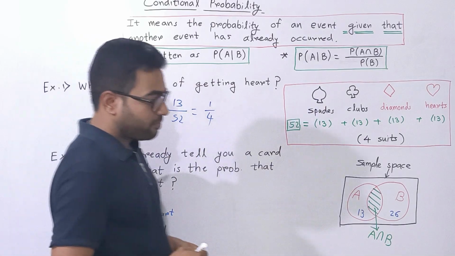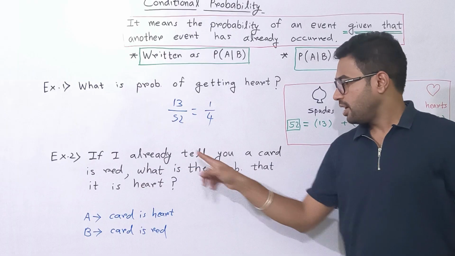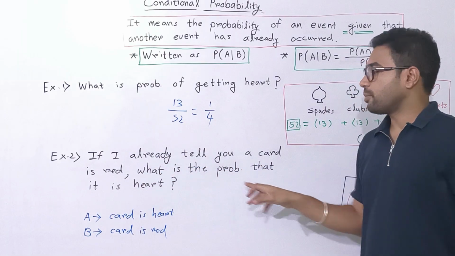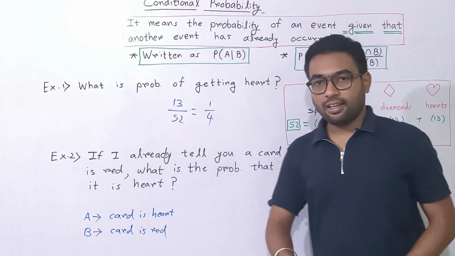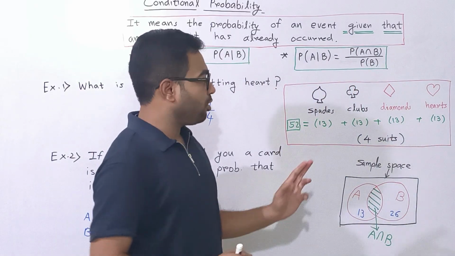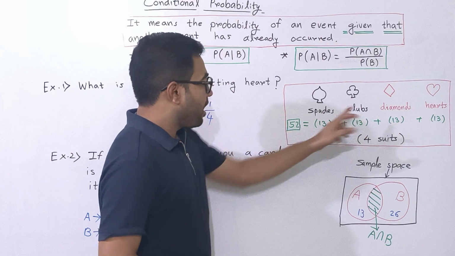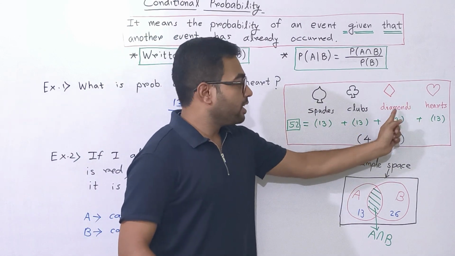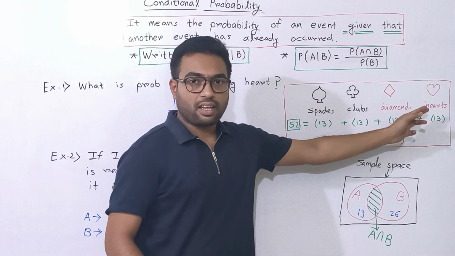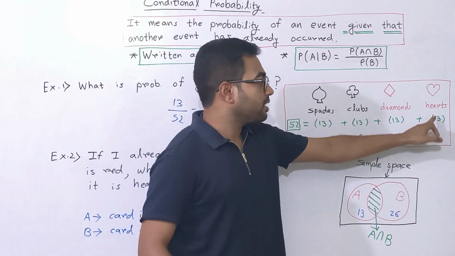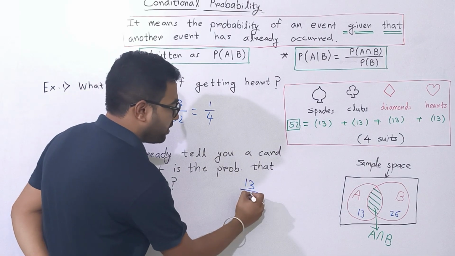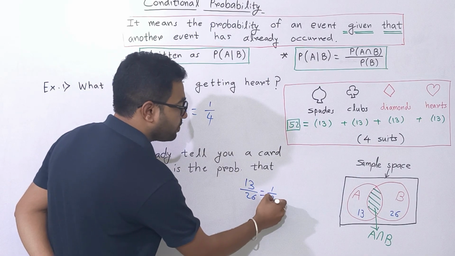But now see, if I already tell you the card drawn is a red card, then what is the probability of getting a heart? Merely by observing, we can solve that. As I already know that the card is a red card, there are 26 red cards, and how many hearts are there? 13. So I can directly write this as 13 divided by 26, that is 1 by 2.